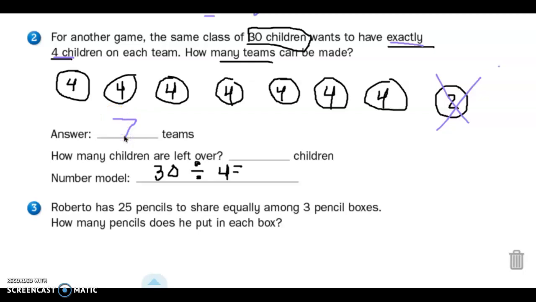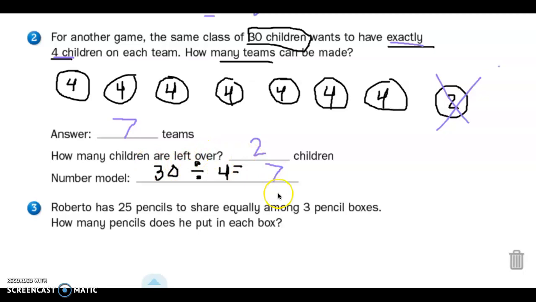So write in 7 teams if you have to, or you can do that later when you can write on the template. How many children are left over? Well, all of these had 4, and then we had 1 group of 2. So there were 2 kids that got left out because they didn't make a team of 4. This is where I want your eyeballs and your listening ears turned to this screen, okay? 30 divided by 4. We would say our answer is 7, right? Because we had 7 teams.